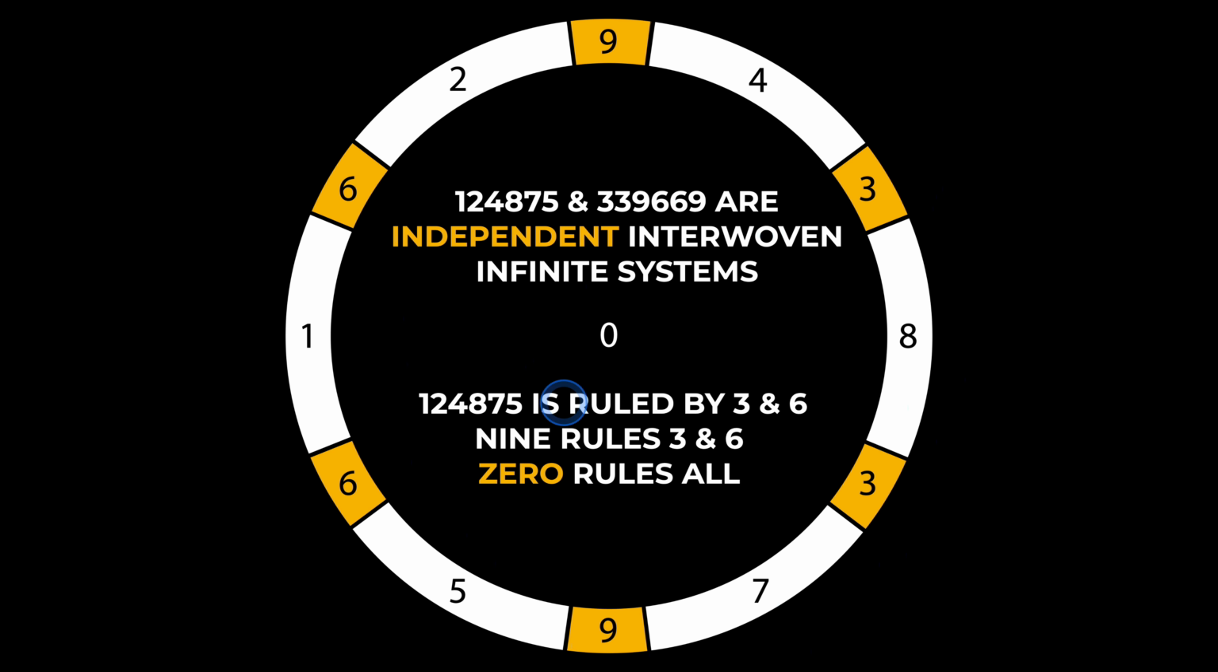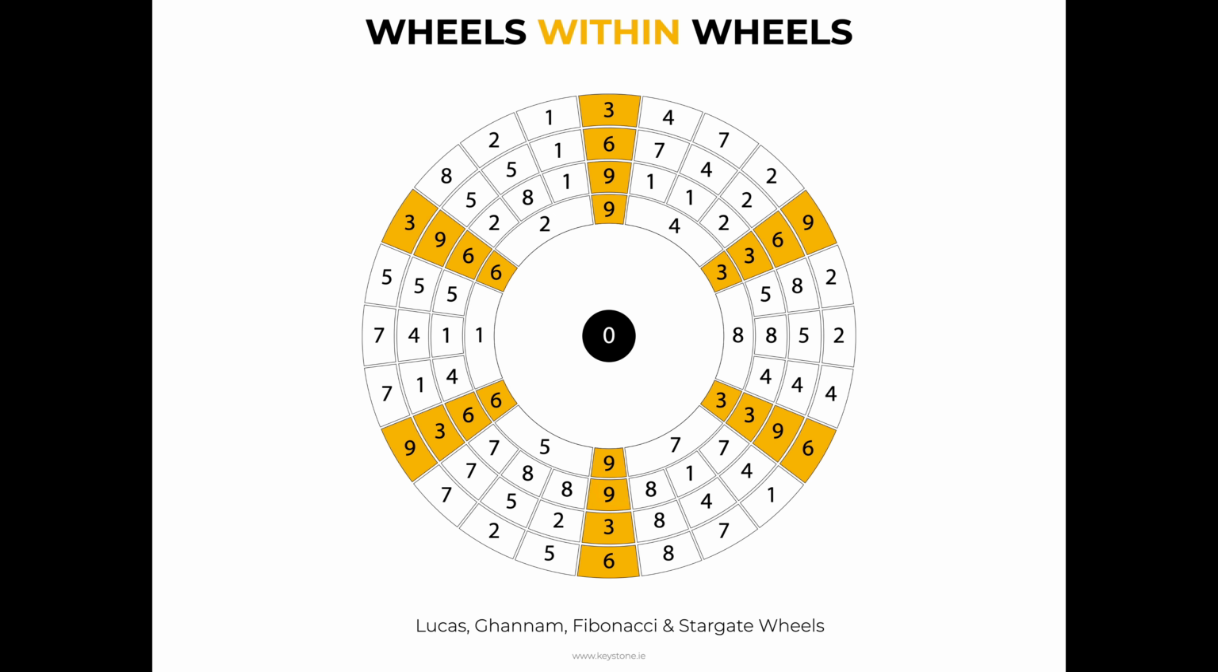1, 2, 4, 8, 7, 5 is ruled by 3 and 6. 9 rules 3 and 6, and 0 rules all. 0 is the master number. 9 is the king, and 0 is the queen, to use that terminology. We have all these wheels within wheels.